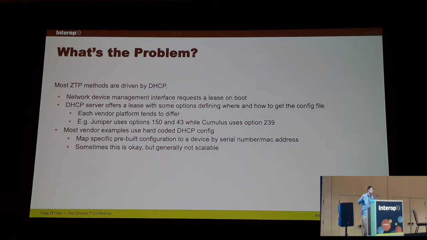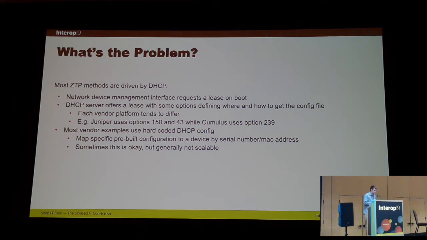So most ZTP methods are DHCP driven. Like I said, your management address boots up and makes a request for a lease. The DHCP server is going to offer a lease and it's going to have some special options in it. And one of the early problems you'll run into is each vendor is a little different. Each vendor uses some different options. Like Juniper loves option 150 and 43, and Pica8 loves this option 239 thing.